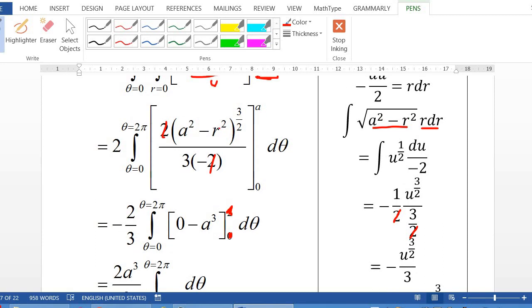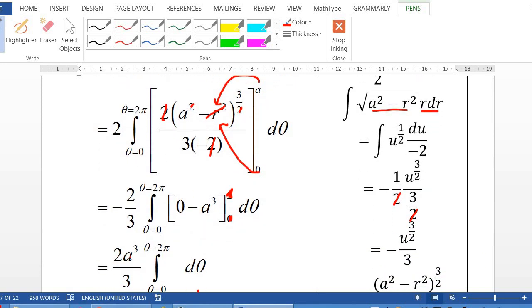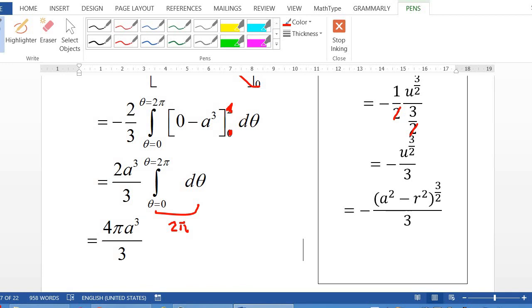So this is the result of the integral of the square root of a squared minus r squared times r dr using the substitution technique, and now plug in the limits of r from 0 to a. Plug in the upper limit, a squared minus a squared, you have 0, minus the substitution of the lower limit: a squared minus 0 to the power 3 over 2. The 2 and 2 cancel, you get a cubed. Negative, negative, so you get 2a cubed over 3. The integral of d theta from 0 to 2 pi gives 2 pi.